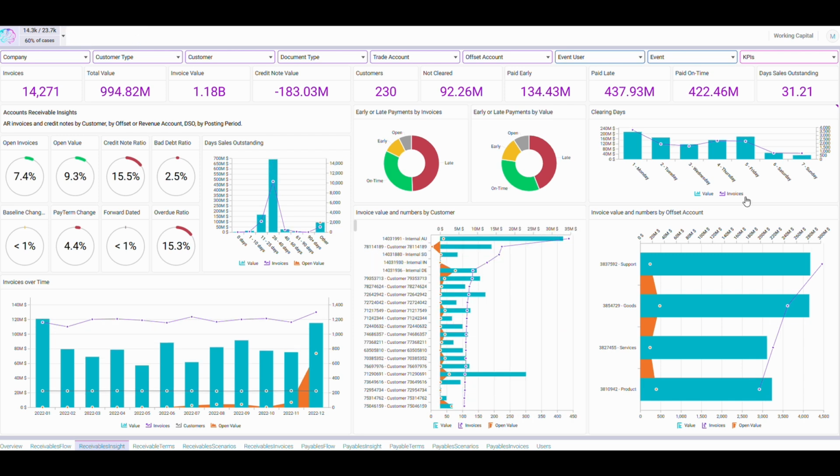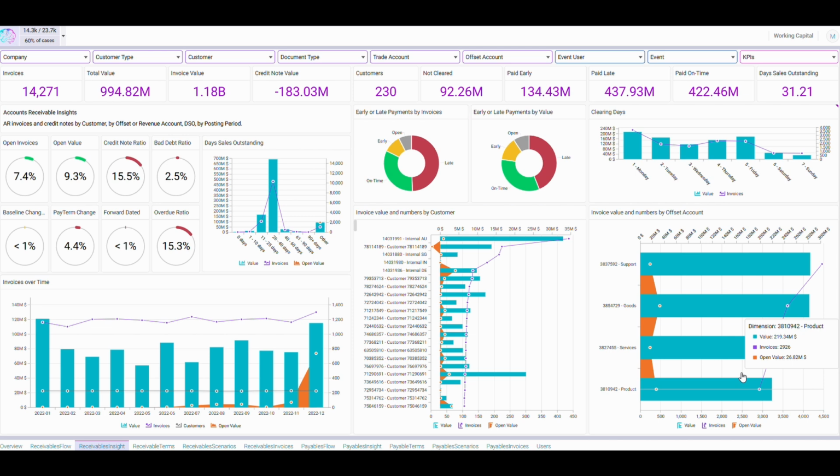Before you are key insights into accounts receivables. The top shows the filters and key values. Below are performance indicators such as the percentage of open invoices, credit notes, and bad debt, where baseline dates or payment terms were changed or where documents are future dated, all impacting customer invoice due dates. We can see days sales outstanding, invoices over time, and by customer or by GL account.